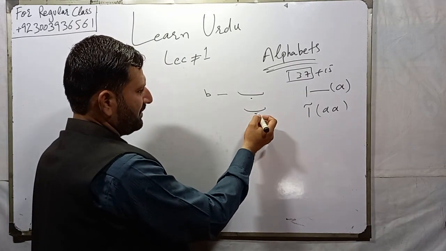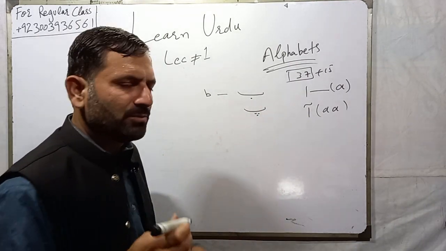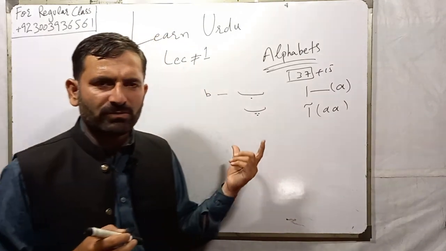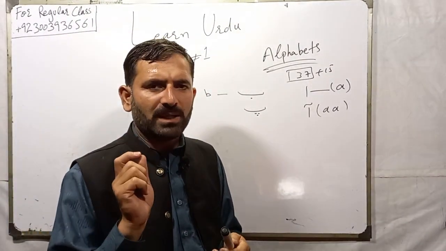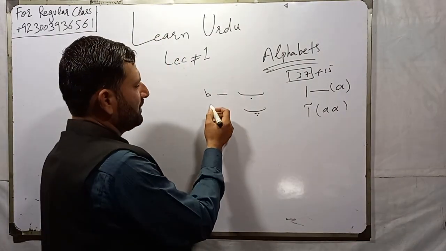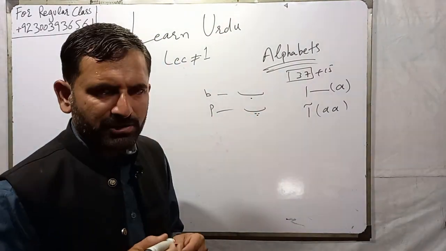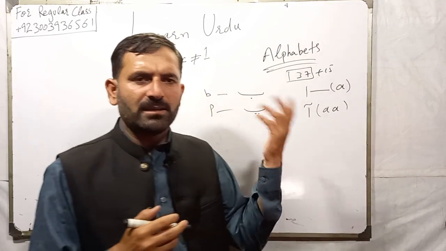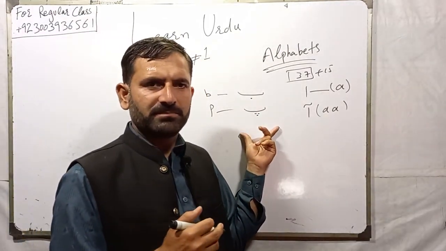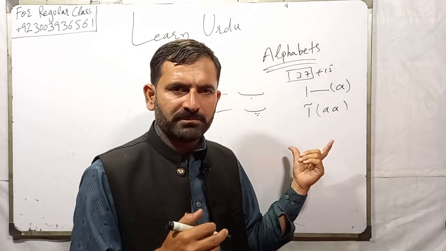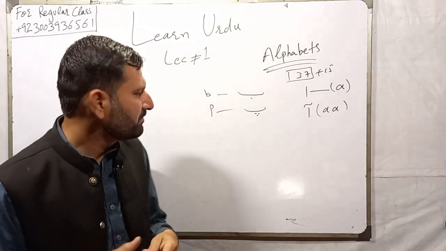Pe. In Urdu, it is pronounced as Pe. Its sound is Pa, just like P in English. Pa, as in Parcham, Papa, Panda, and so many words.